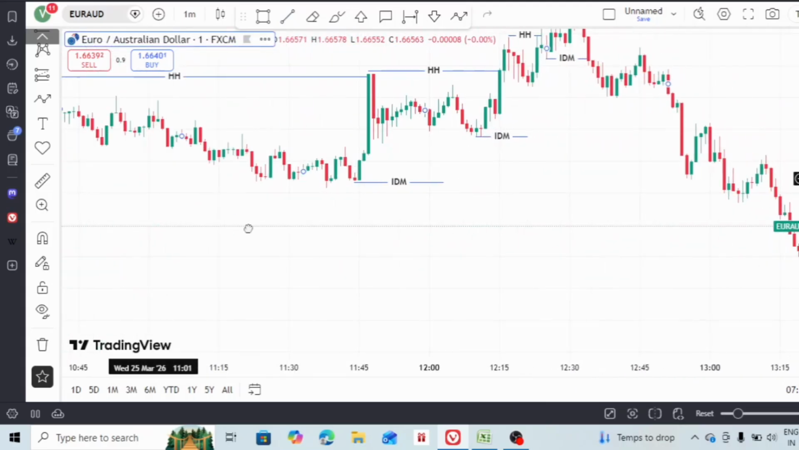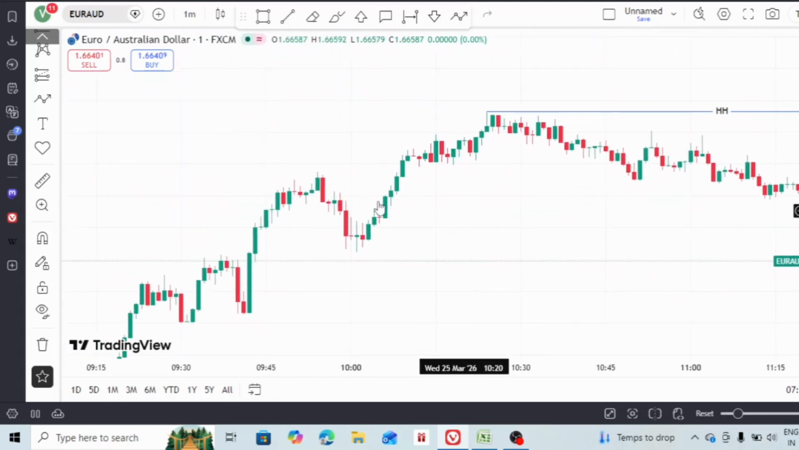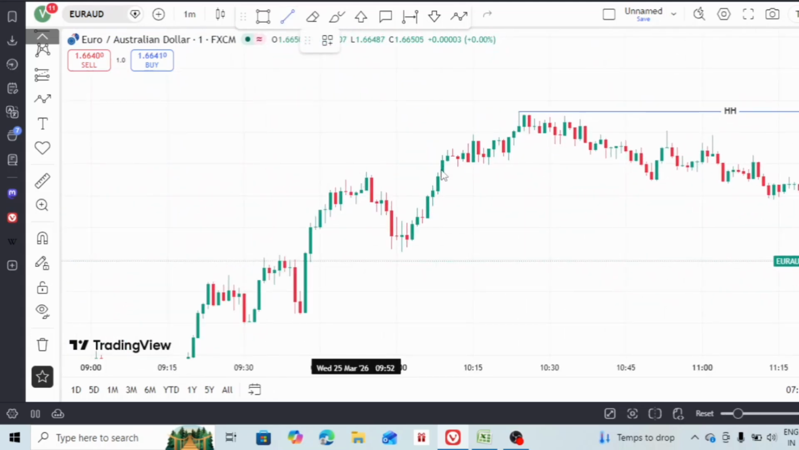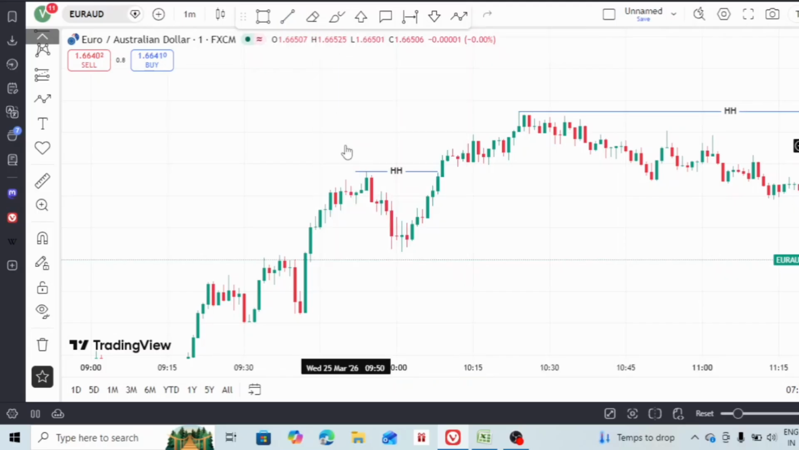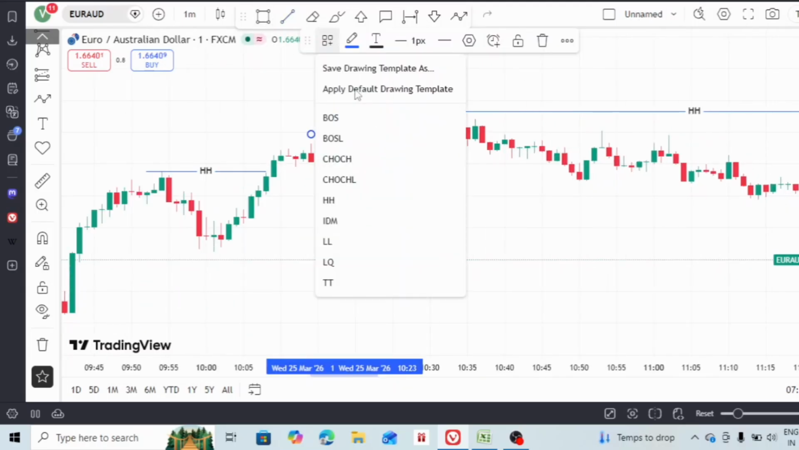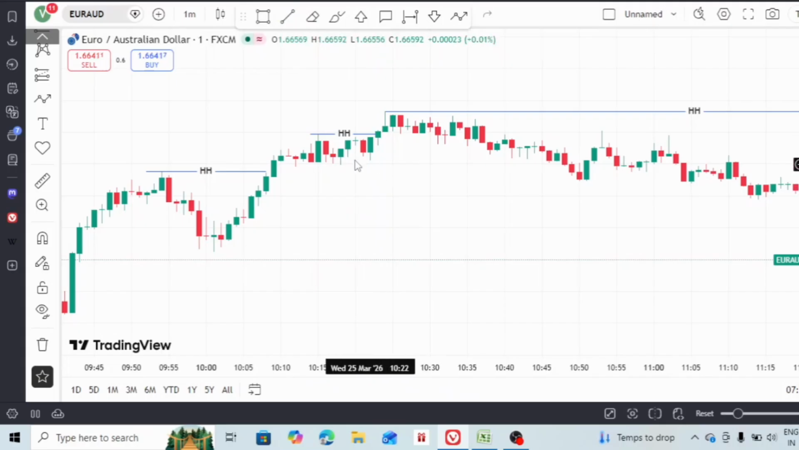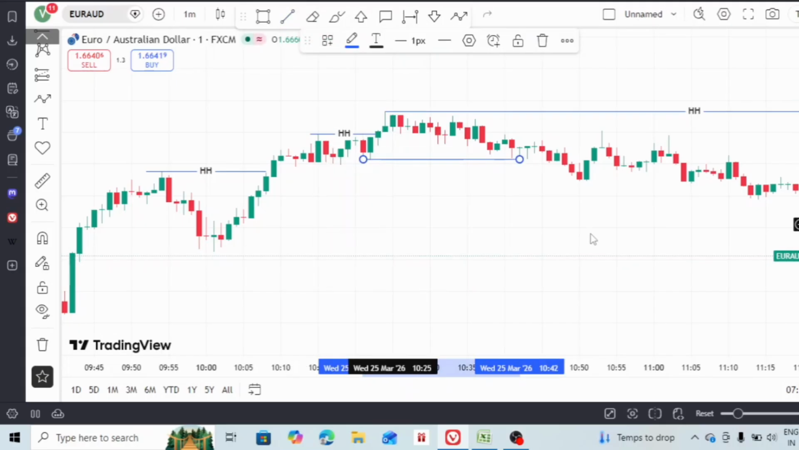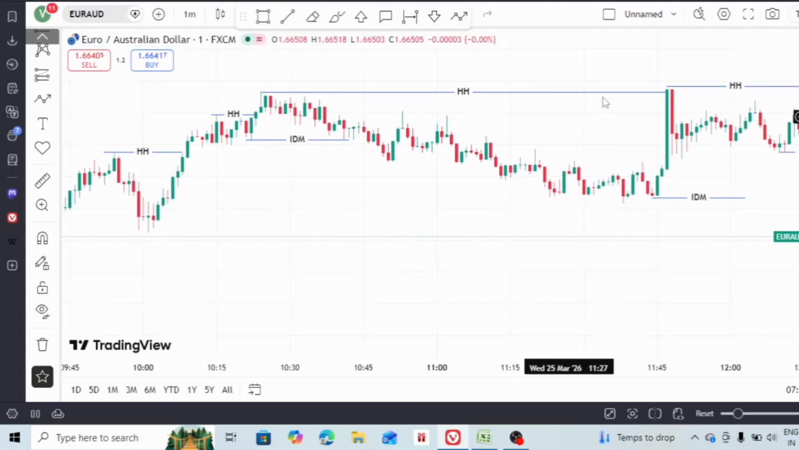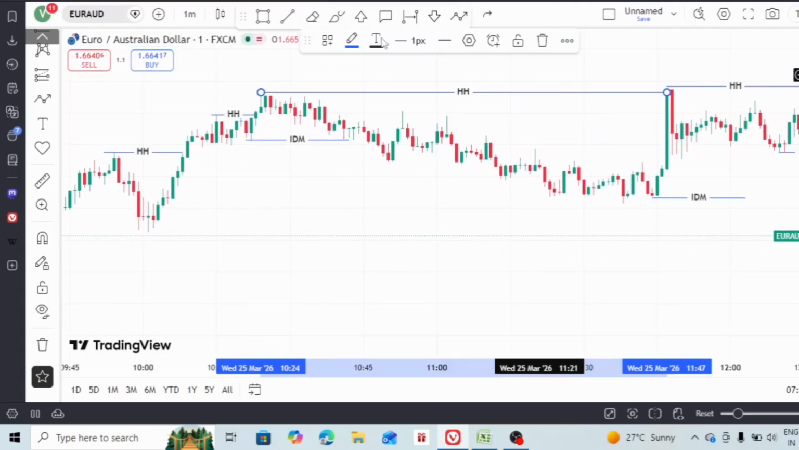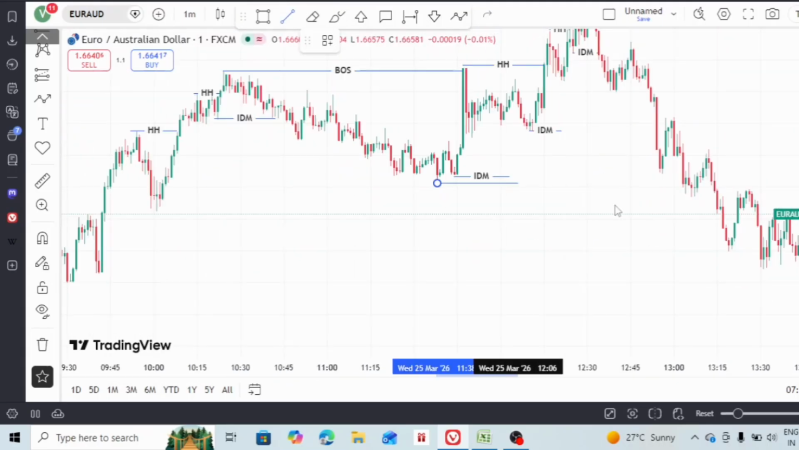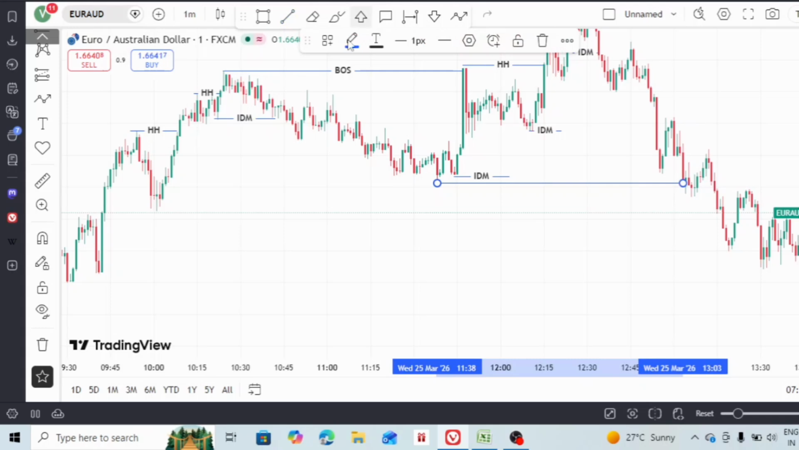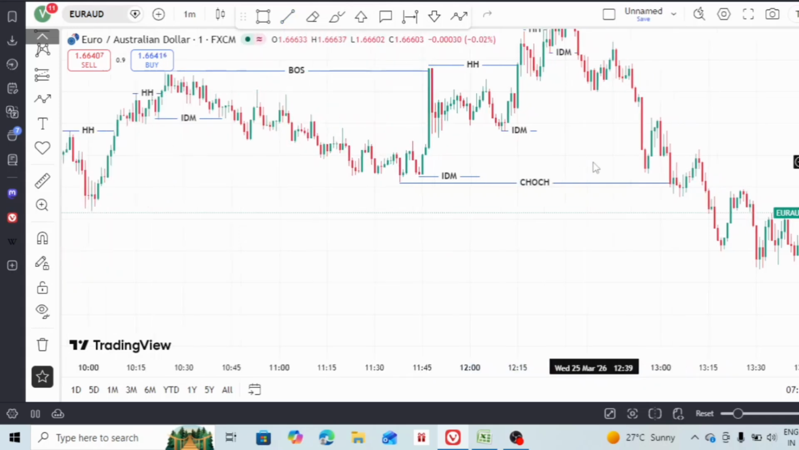Okay, I think we have the mitigation of inducement at this level. If you look at here, this is the higher high, this is the higher high. So this major candle low has been swept, so this will be the inducement. Okay, this is the inducement. The inducement has been mitigated, so this will be the break of structure. Break of structure means that this lowest point is the change of character. So this is the change of character.